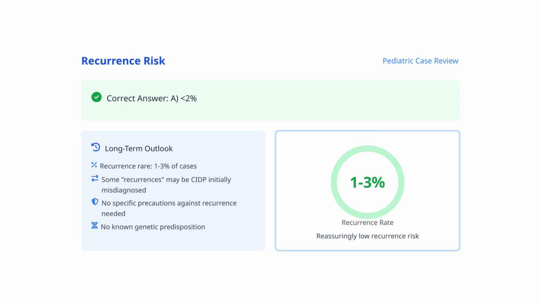Recurrence of Guillain-Barré syndrome is rare, occurring in approximately 1 to 3% of cases. Some apparent recurrences may actually represent chronic inflammatory demyelinating polyneuropathy that was initially misdiagnosed as GBS. Families can be reassured that specific precautions to prevent recurrence are not necessary, as triggers are often common infections that cannot be reasonably avoided. There is also no known specific genetic predisposition that would impact family planning discussions.